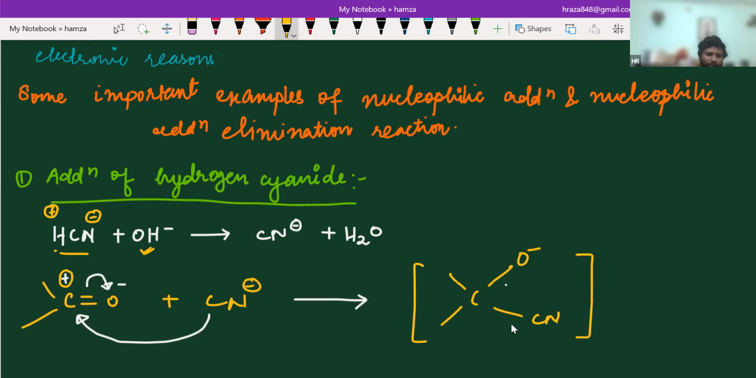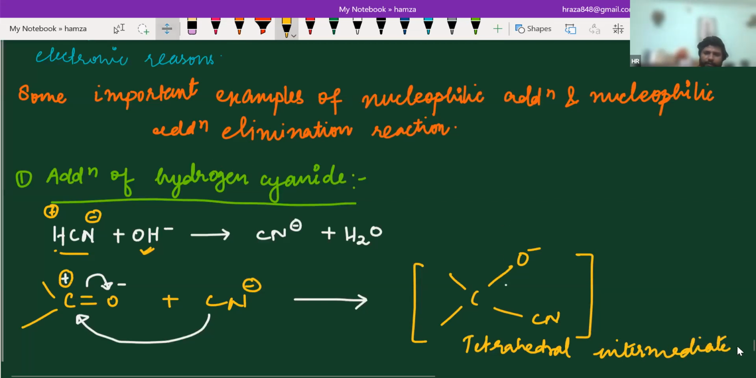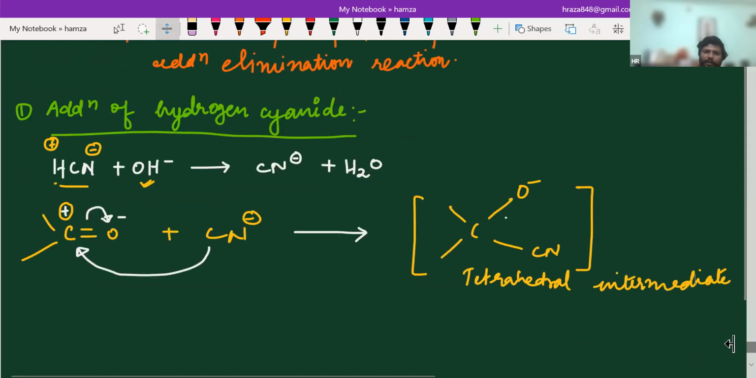So I'm going to write a point about this. This is your tetrahedral intermediate. The reaction is not completed yet. Tetrahedral intermediate. Now after this, you are going to react this with acid. That will be a reversible reaction. You know what a reversible reaction is, right?